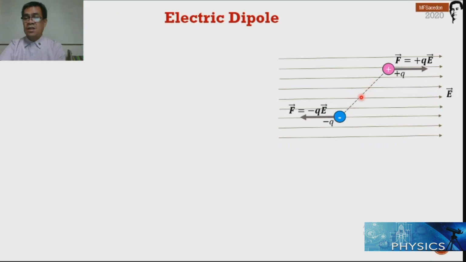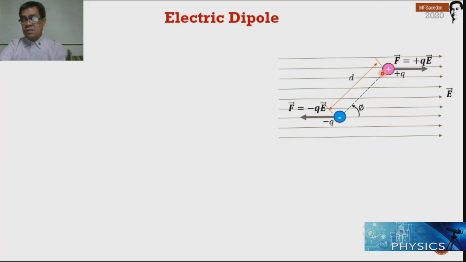But it won't stay at rest. In this case, it's because the two forces have a torque arm, which means that the dipole will rotate in a clockwise direction. This force will tend to move in this direction, while the other moves in the opposite direction. So therefore, the tendency of the dipole is to rotate in a clockwise direction because of this distance d. So that will be the resulting effect of the force. The question is, how much is the torque?